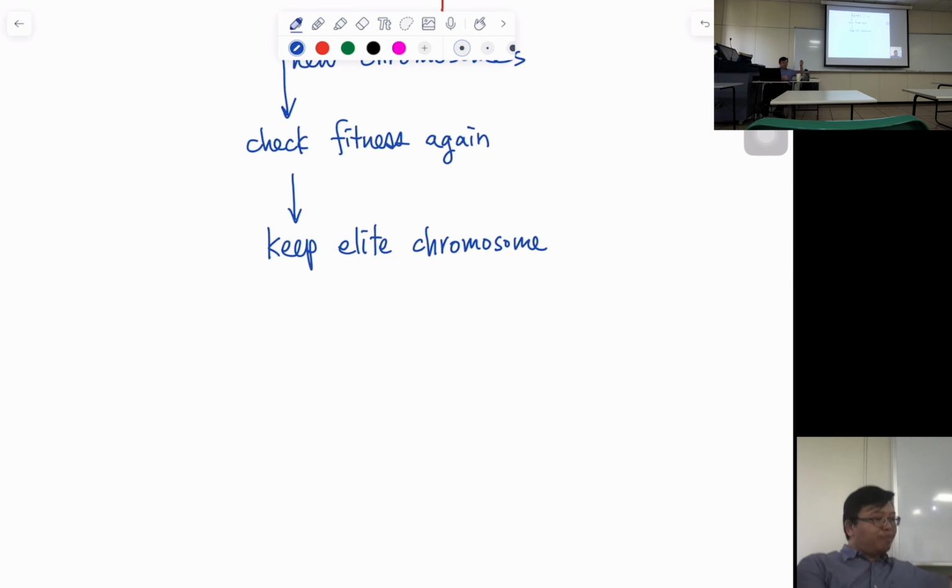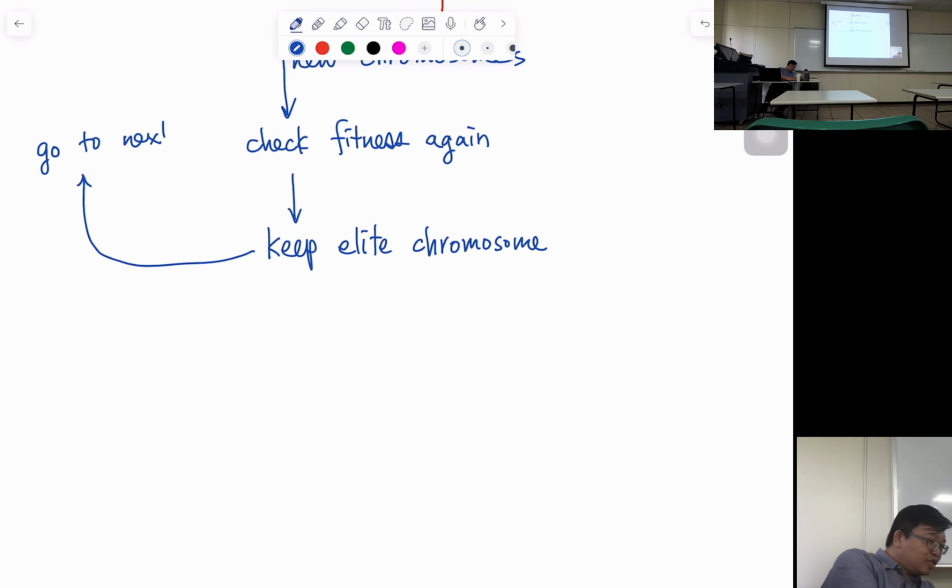So at the end, you will pick the elite, the overall best chromosome. You can keep 1, you can keep 2. And then you move to the next generation. When you go to the next generation, you keep the elite chromosome, the overall best. So starting from the next generation, you still have the best ones from the earlier generation.